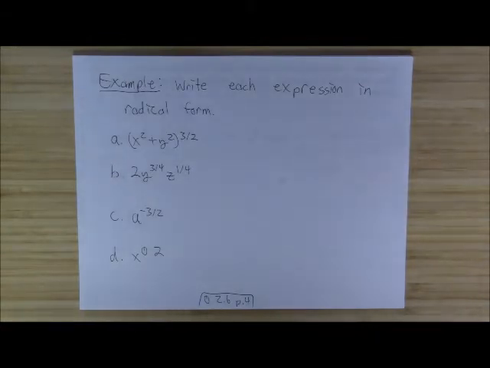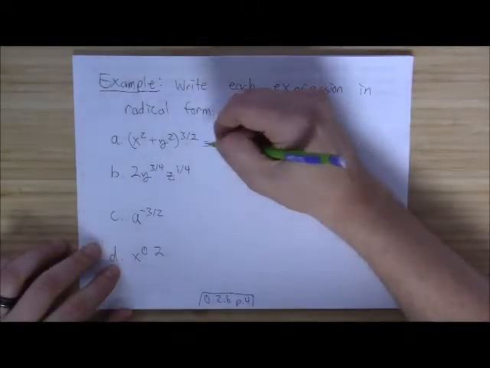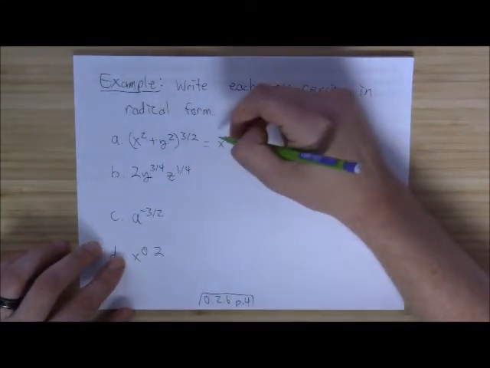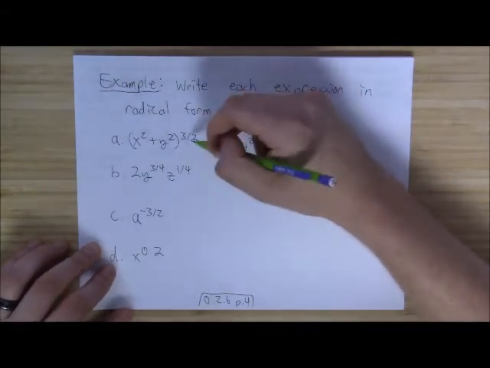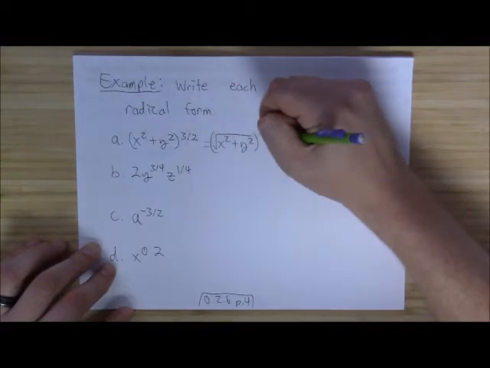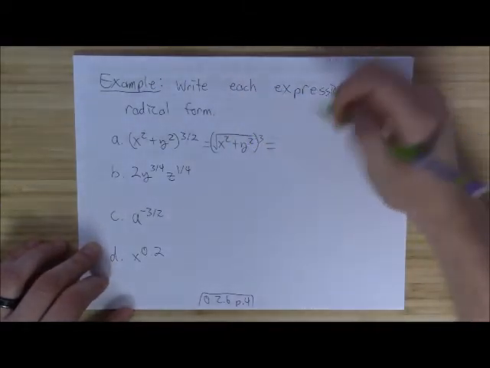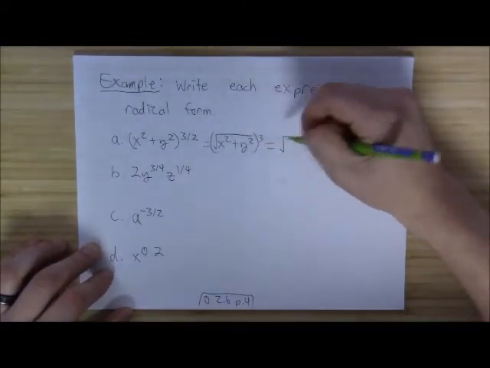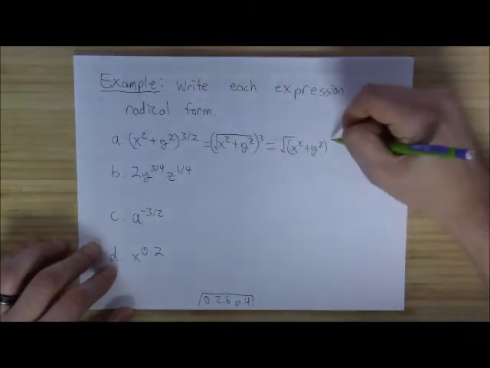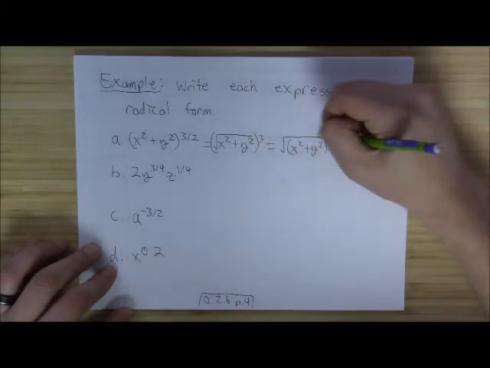So we're going to go ahead and work a couple more examples still. For this one, we're going to try to write each expression in radical form. Here, we can write this expression as x squared plus y squared to the 3/2. If we apply the square root first, then we get this. Of course, we could also write this as the square root of x squared plus y squared, all to the 3rd, and then square rooted.